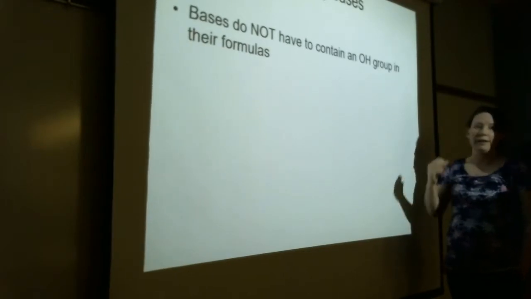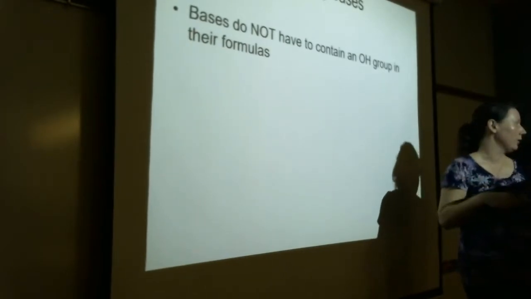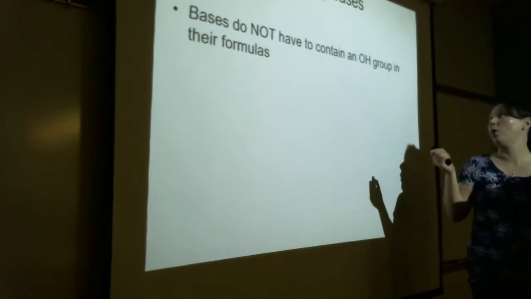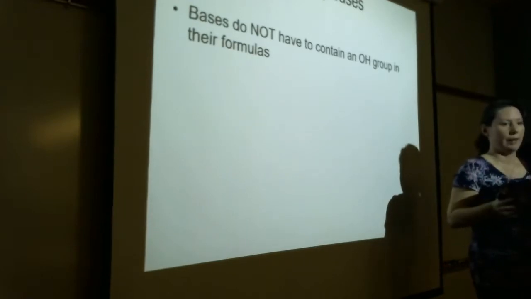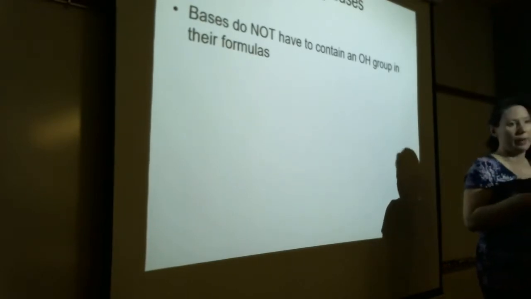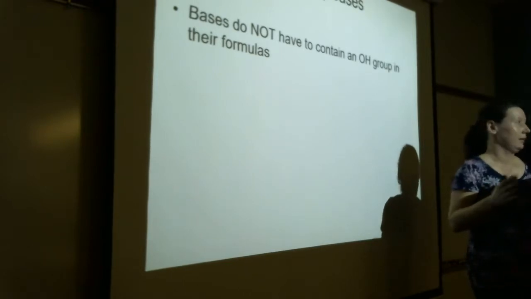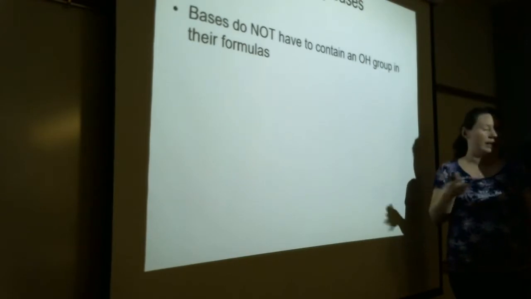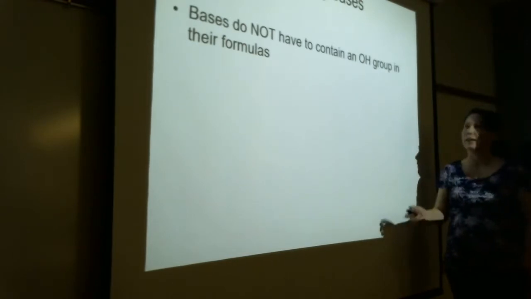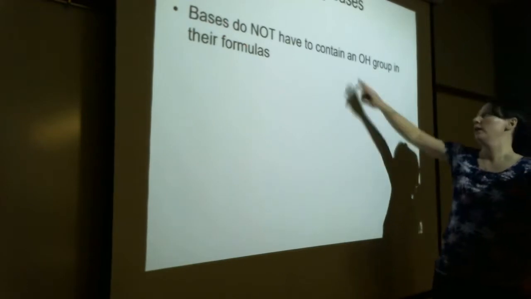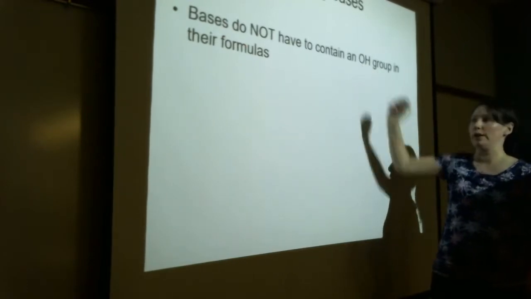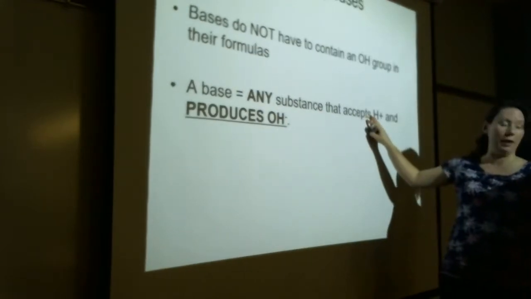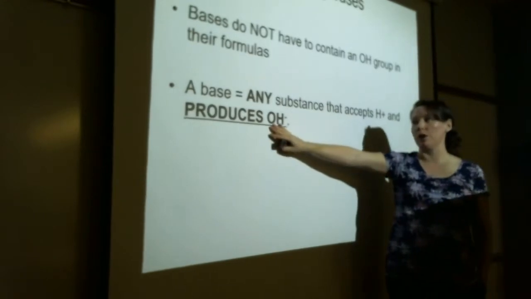So one of the things that a lot of students come in with as a misconception is they think, oh, all bases must have OH in their formula. That's something that a lot of students think. If it doesn't have OH in the formula, it can't be a base. That's something that you see a lot in high school because most high schools at the introductory level don't go into great detail about acids and bases, and that's fine. But a base does not have to have an OH group, okay? A base is any substance that can accept H+, and then it also produces OH-.